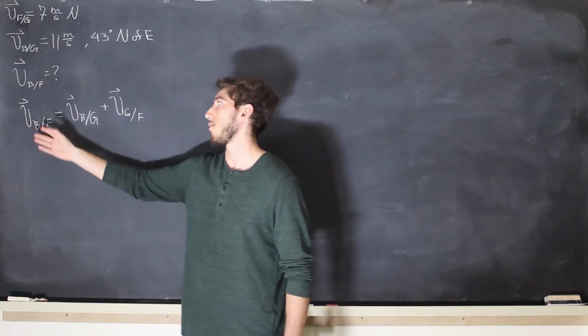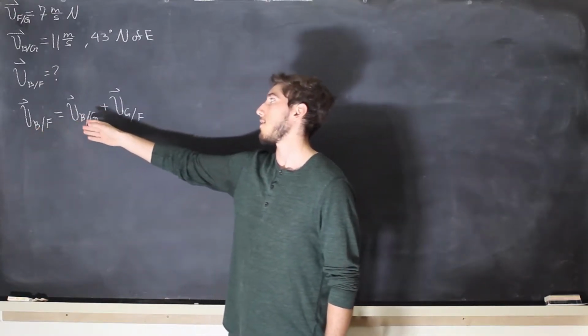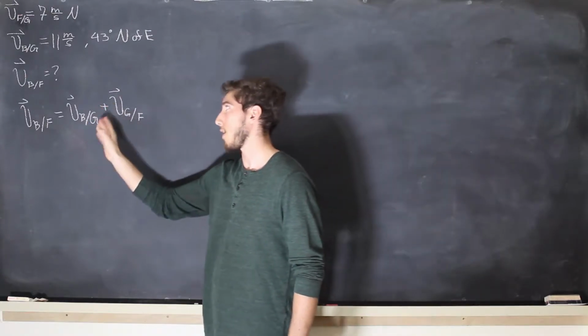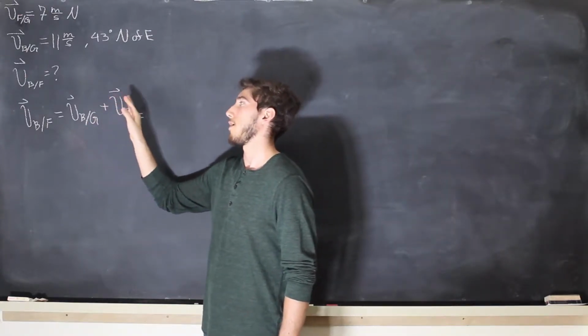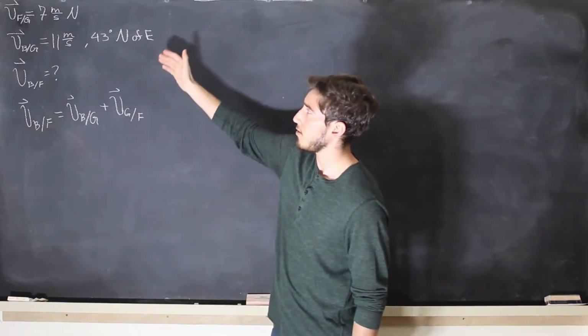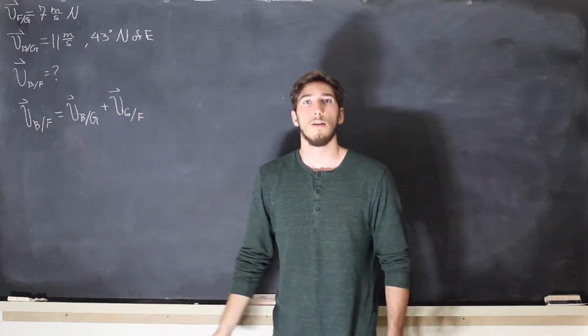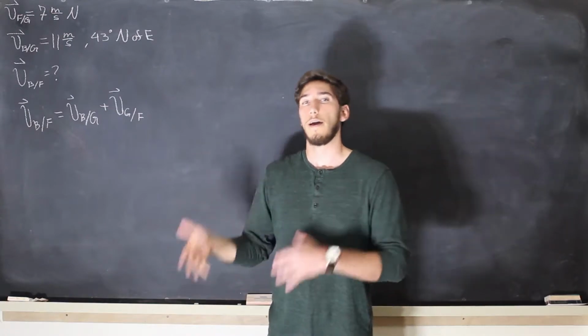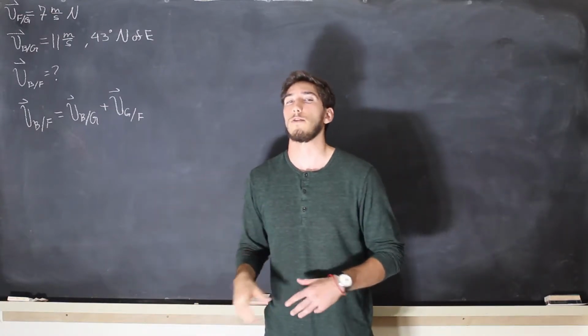So we'll have to do the velocity of the ball with respect to our friend, and it's equal to the velocity of the ball with respect to the ground, plus the velocity of the ground with respect to our friend. Of course, we cannot add these two vectors directly because they're going in different directions. So we're going to have to do the y component and then the x component, and then use Pythagoras Theorem to put it all together.